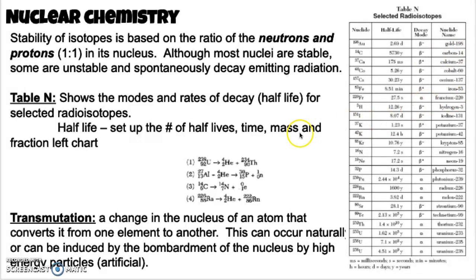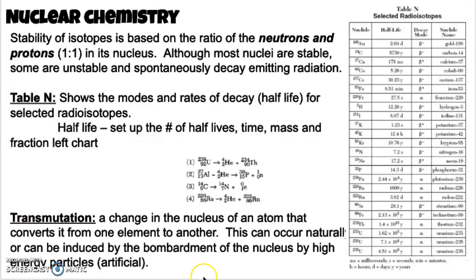Remember, in this unit we set up the table and we had the half-life column, the time column, the mass, and the fraction column. Remember, each table always starts at 0 half-lives, at the original mass, 0 time, and 100%.